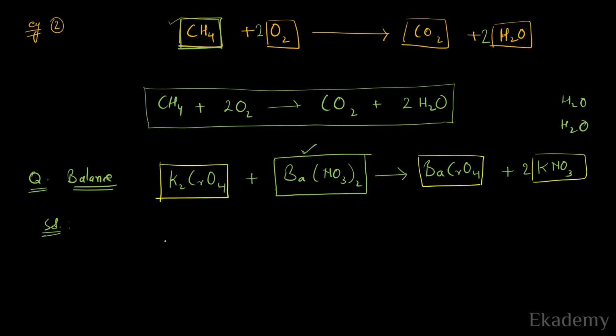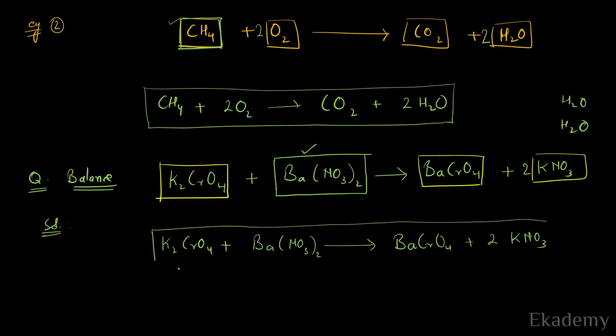So at the end, we will finally write the balanced chemical equation. K2CrO4 plus Ba(NO3)2 gives BaCrO4, barium chromate, plus 2 molecules of KNO3, potassium nitrate. So this is the balanced chemical equation.